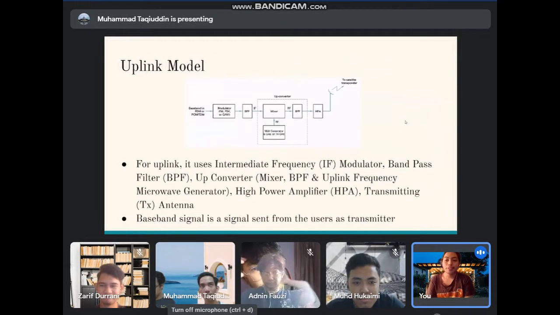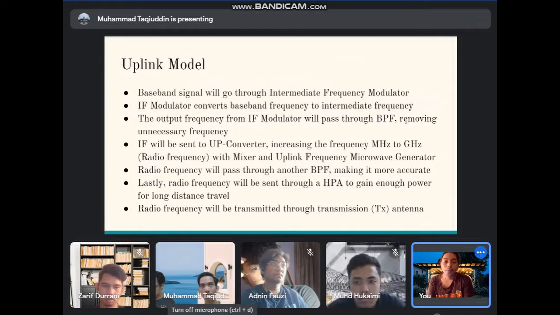For our uplink model, it uses an intermediate frequency (IF) modulator, a band pass filter, an up converter using a mixer, BPF, and uplink frequency microwave generator, a high power amplifier HPA, and a transmitting antenna TX. The signal which the user wants to send is called the baseband signal. For our uplink model, the baseband signal will feed into the intermediate frequency modulator, which converts the baseband frequency to intermediate frequency through different types of modulation.